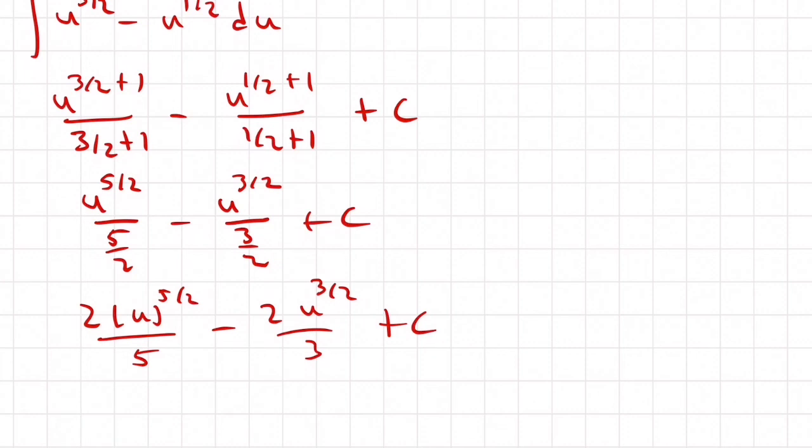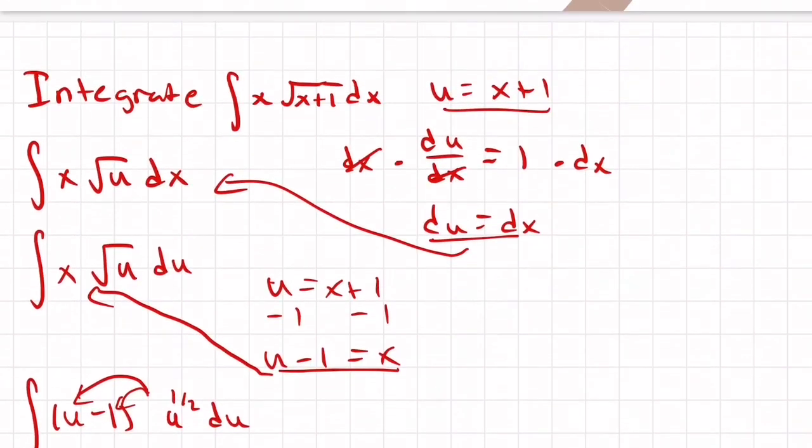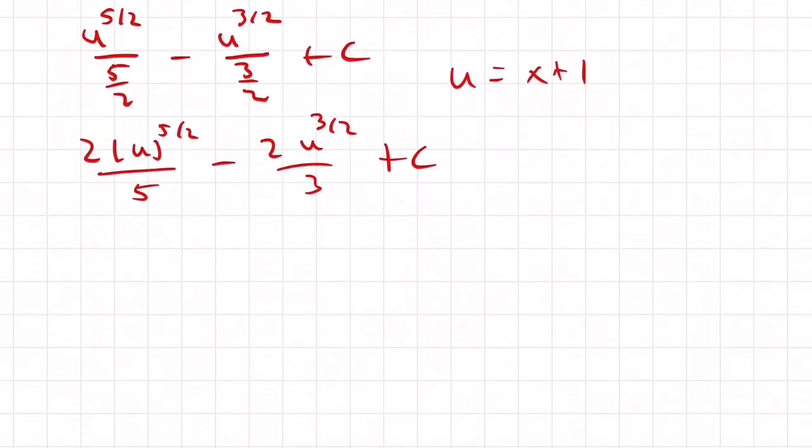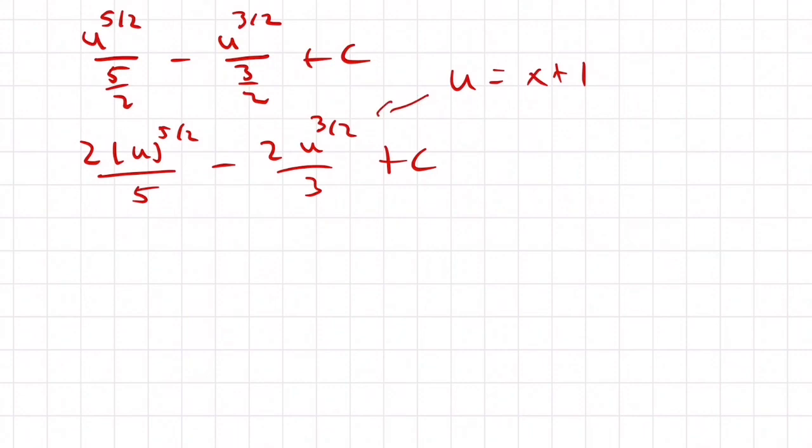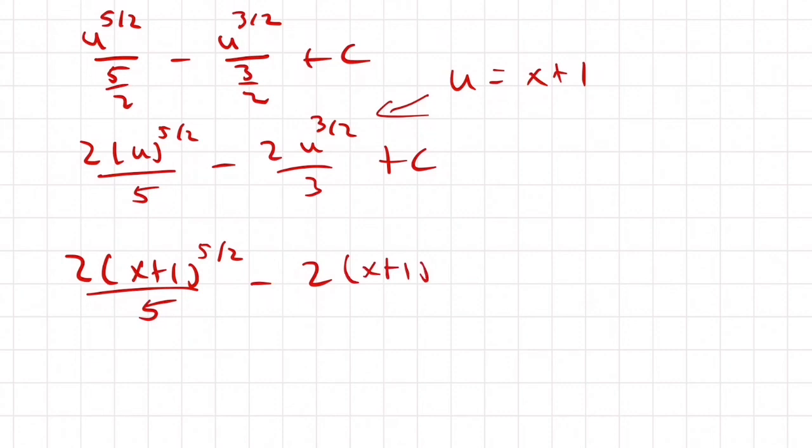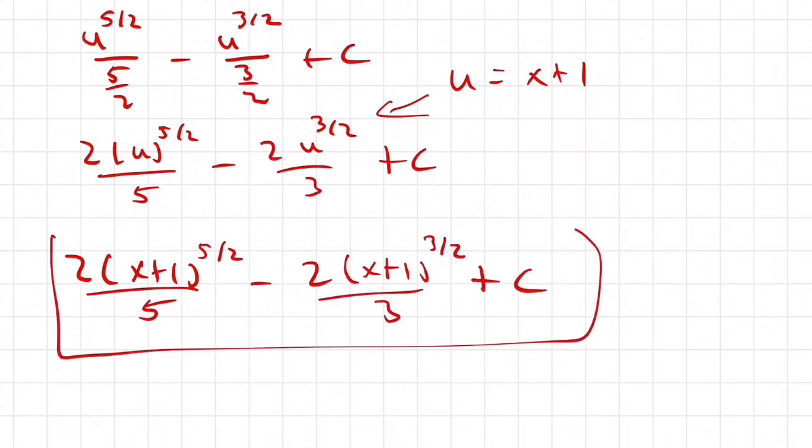But don't forget, we still have to substitute u with x plus 1 into our answer. So when we do that, we should get 2 multiplied by x plus 1 to the 5/2 power over 5, minus 2 times x plus 1 to the 3/2 power over 3, plus c as our answer to the integral.